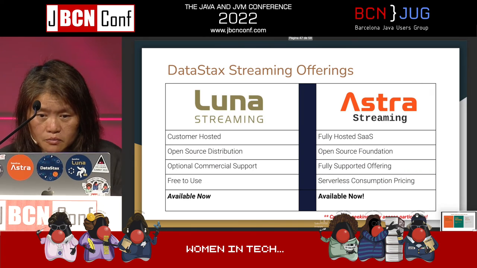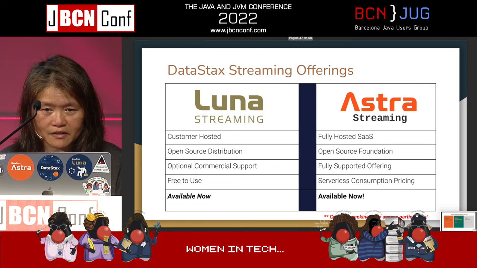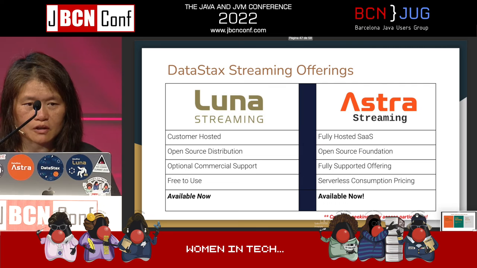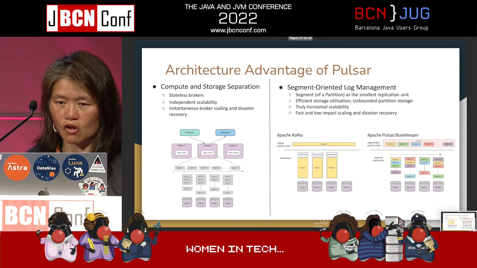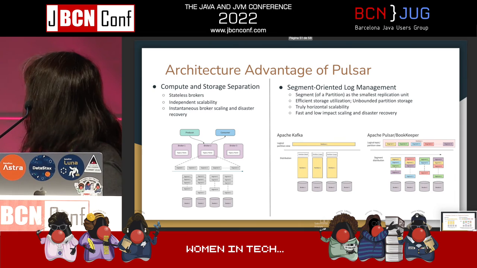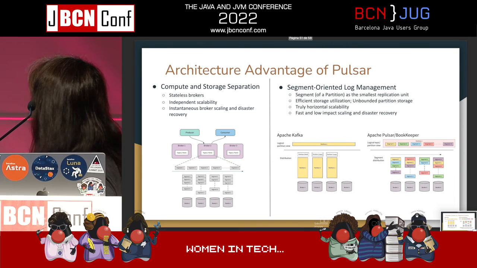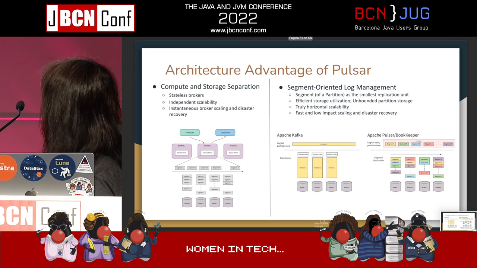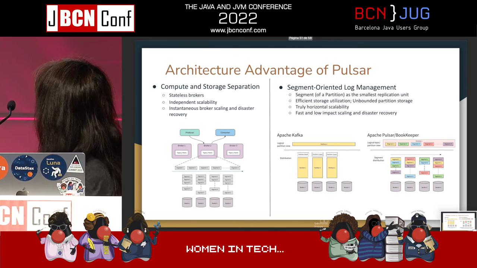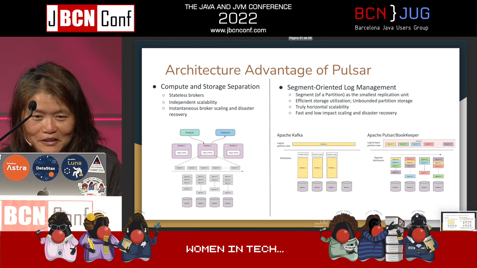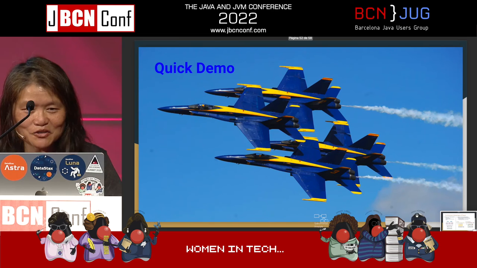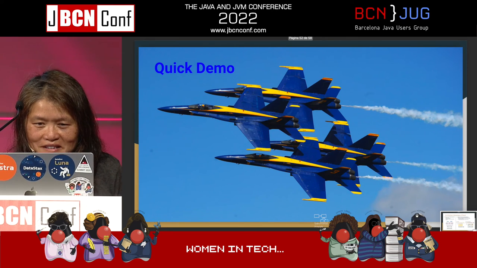Okay, I won't compare this, but I want to show you a picture of the architecture advantage of Pulsar, which is segment-oriented log management. I think I already talked about it over here. If we compare with Kafka, Kafka doesn't have that separation, whereas Pulsar with BookKeeper does have the separation. I think maybe I got my slides out of sync, but okay, sorry. So, a real quick demo. It's not really a quick demo.